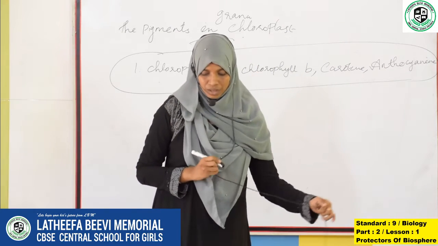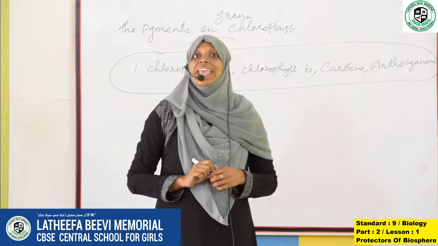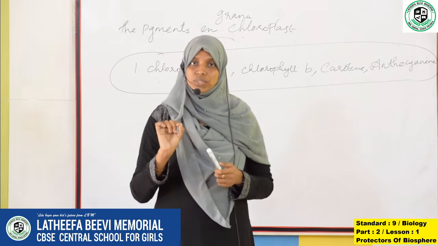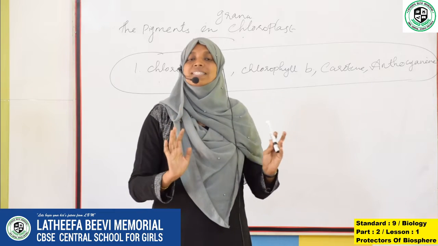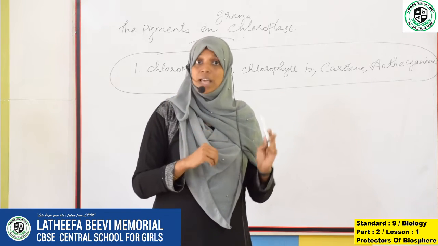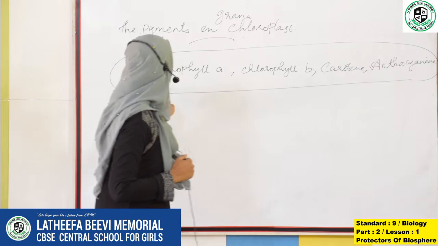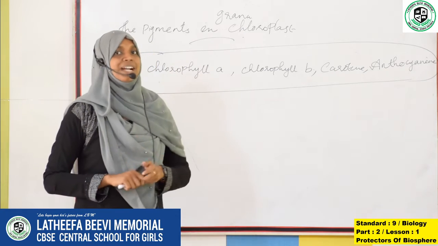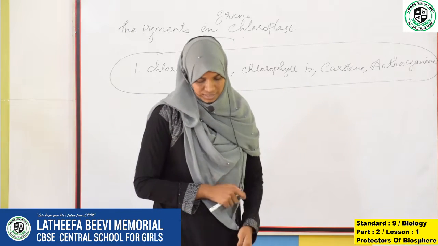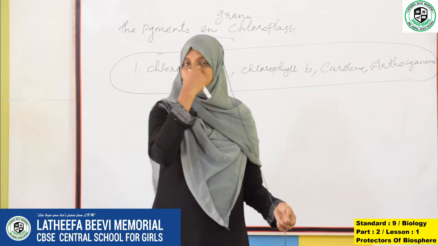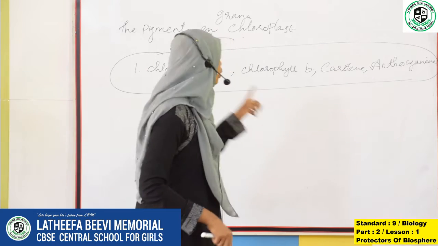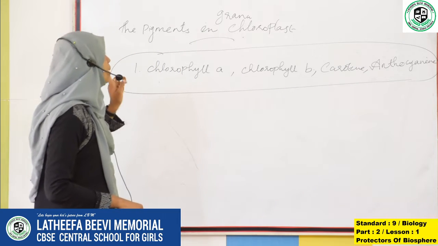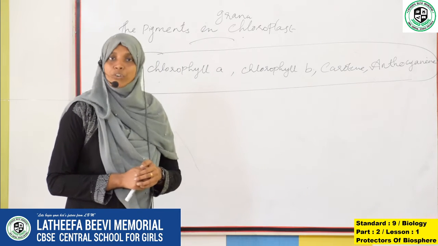But chlorophyll A can participate directly in photosynthesis. All the pigments have the ability to absorb sunlight, but chlorophyll A can directly participate in the process of photosynthesis. Chlorophyll A ki maatrame direct aayittu photosynthesis il participate cheyan pattu. So chlorophyll A can directly participate in the process of photosynthesis.